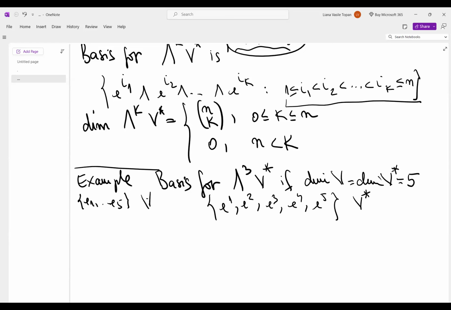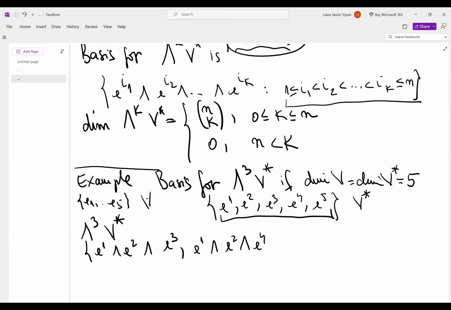Now, what is the basis for the third exterior power? Well, we need to pick 3 vectors from here and find their wedge product such that the sequence is increasing. So you'll have something like this: 3 vectors, and the indices must be increasing. e^1 wedge e^2 wedge e^3, e^1 wedge e^2 wedge e^4, e^1 wedge e^2 wedge e^5, and so on.